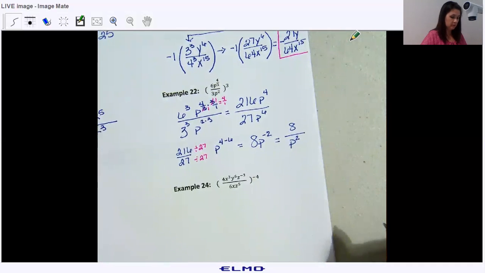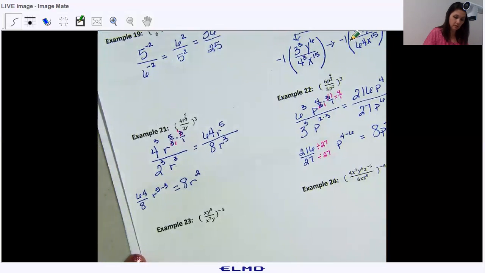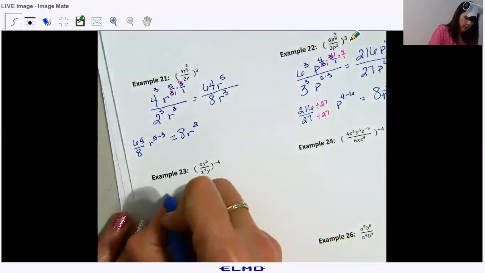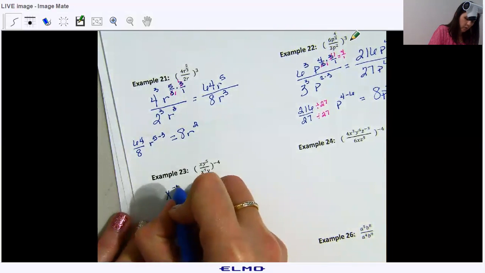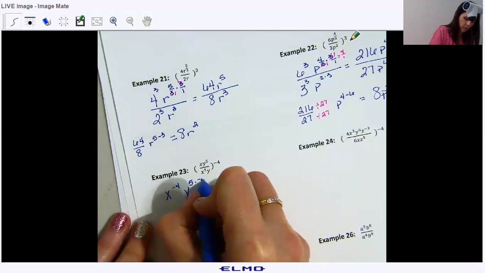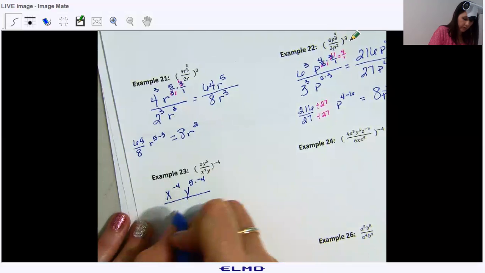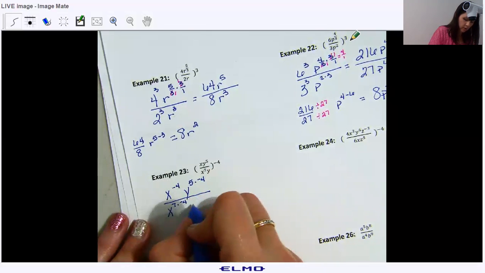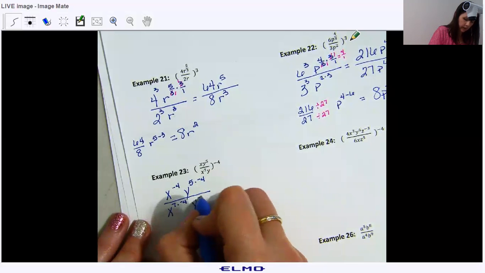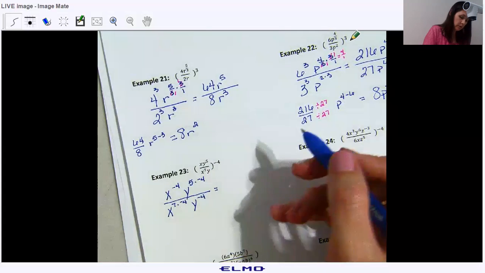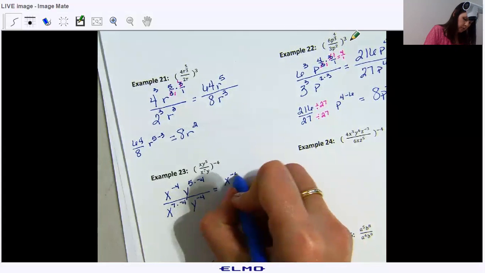All right. Let's go ahead and move on to example 23. We have x to the power of negative 4, y to the power of 5 times negative 4, all over x to the power of 7 times negative 4, y to the power of negative 4. And now I need to simplify some of these exponents out. So I'm going to do that right now.